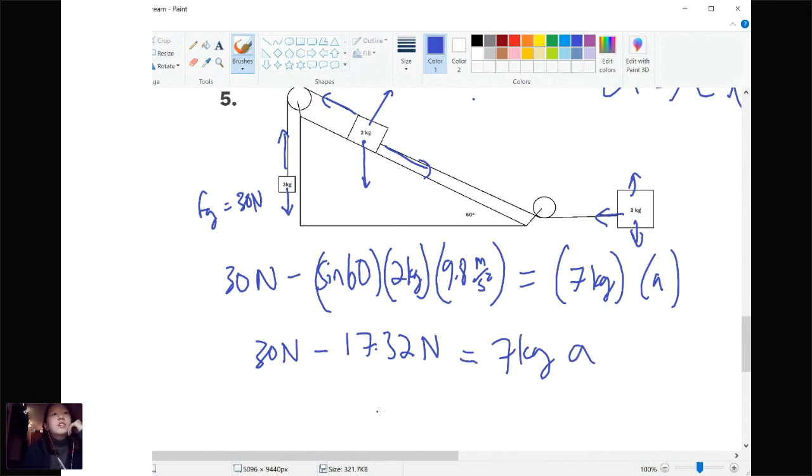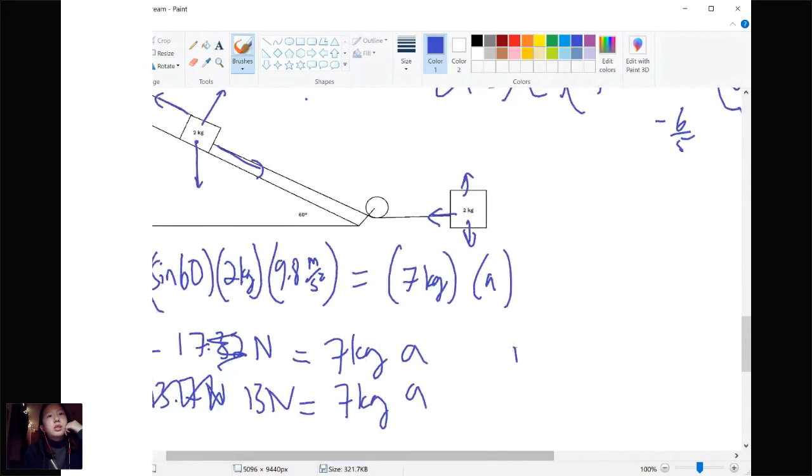Let's do a simplification. I'll round this down to 17 newtons because I like to simplify, and let's just call this 13 newtons. It's equal to 7 kilograms times acceleration. Acceleration is going to be 13 newtons divided by 7 kilograms, and that is a little bit less than 2 meters per second squared.